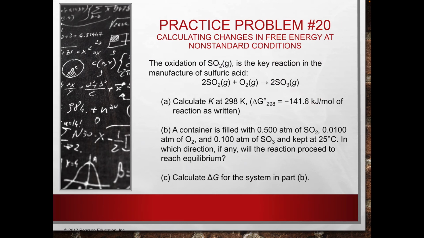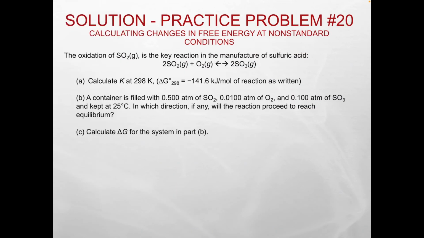So we're going to need to use that equation that has delta G, relating it to delta G naught plus RT times the natural log of Q, right? Because we're going to need to calculate Q. And then it says, in which direction, if any, will the reaction proceed to reach equilibrium? So we can look at our value for Q there and compare it to our value for K that we're calculating in that first part, to figure out which direction our reaction will proceed, and then we can calculate delta G for our entire system. So lots of good stuff.